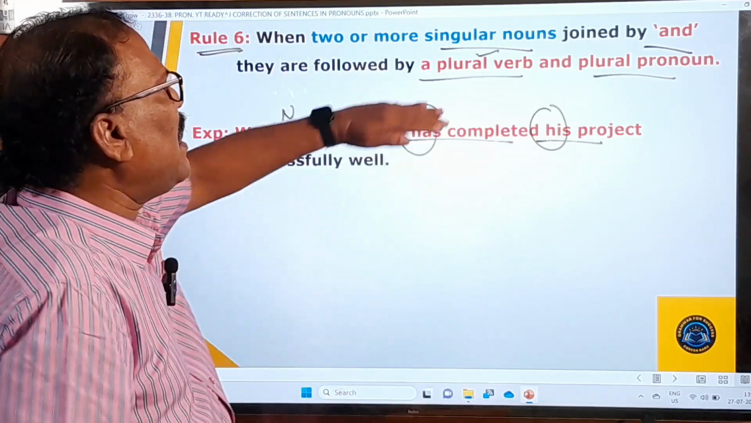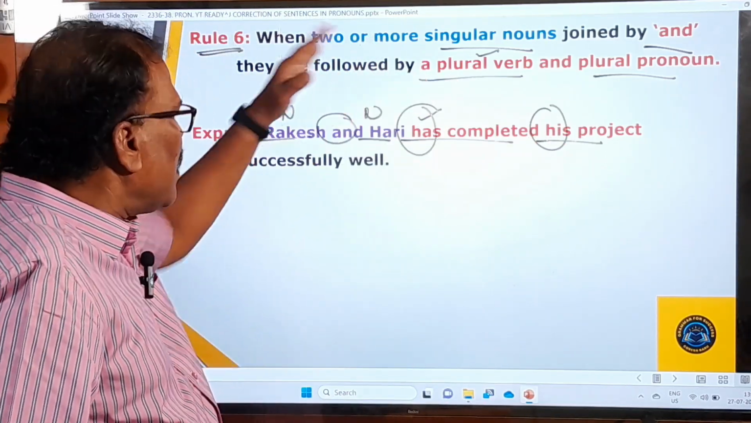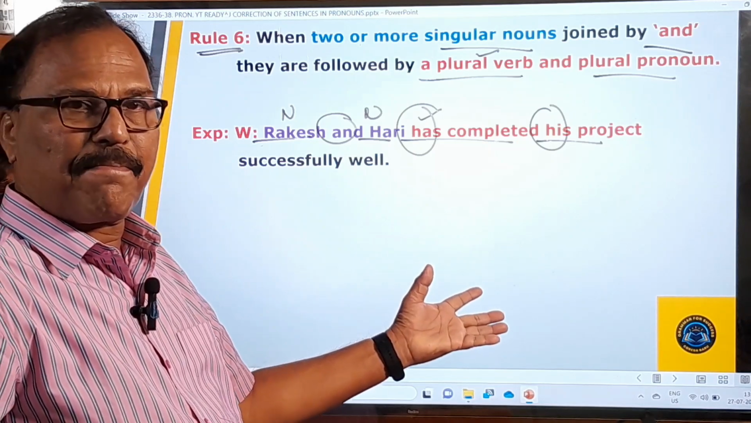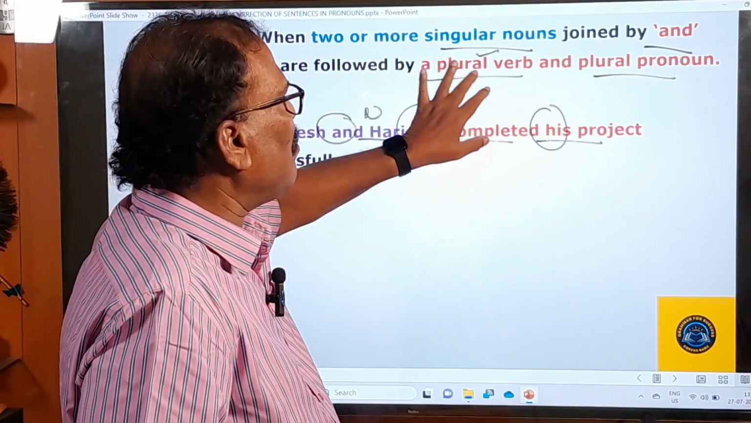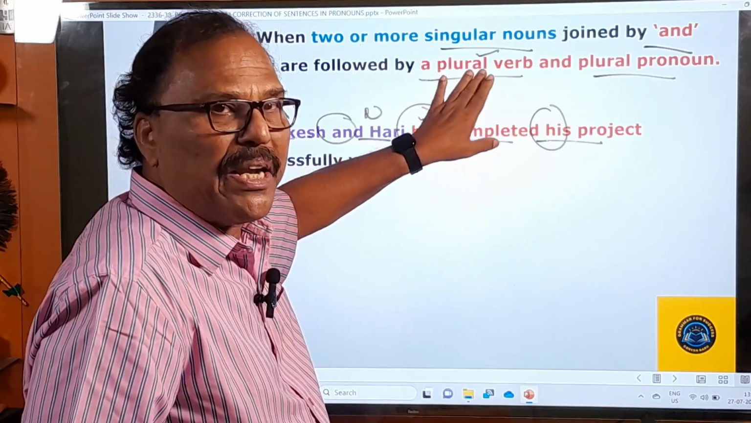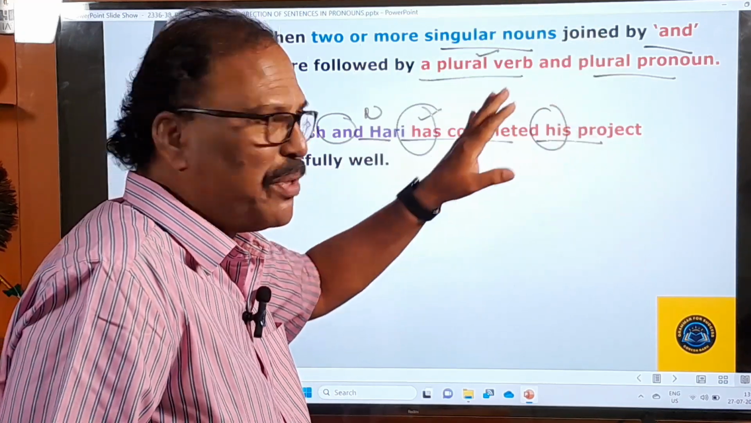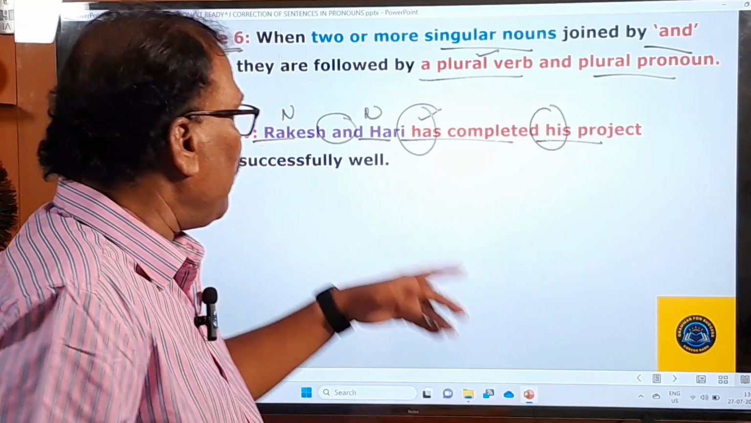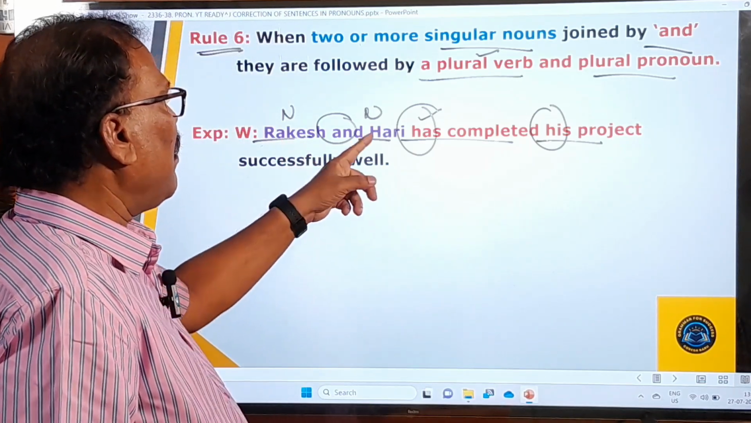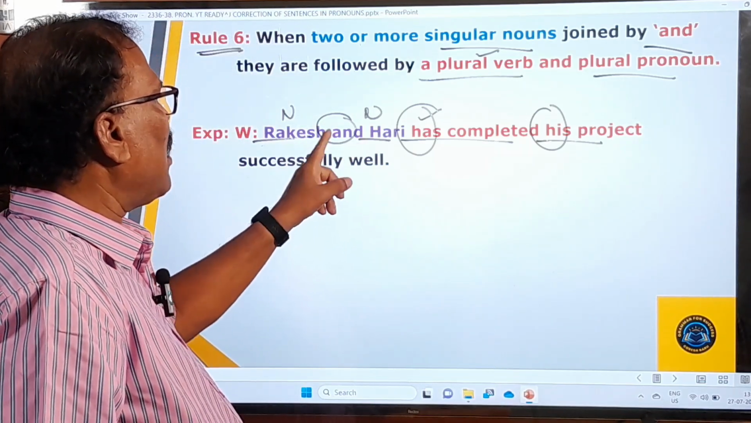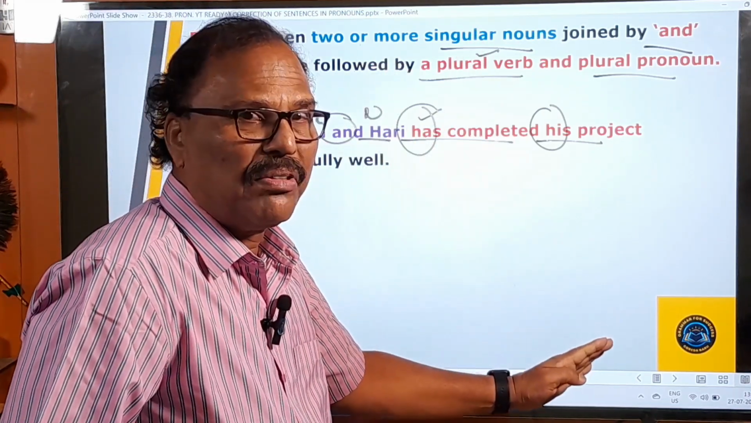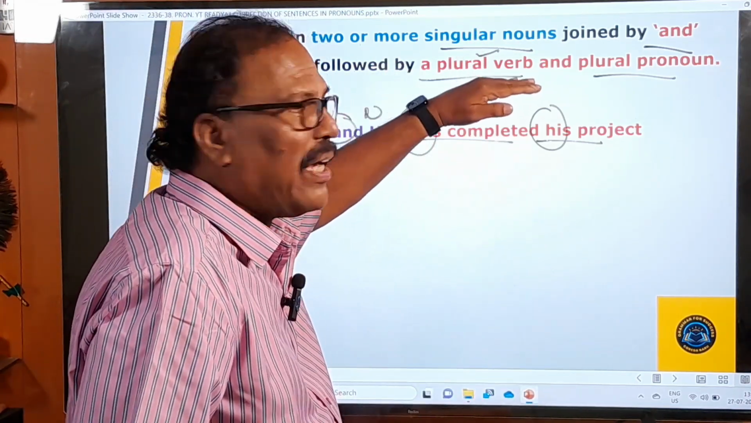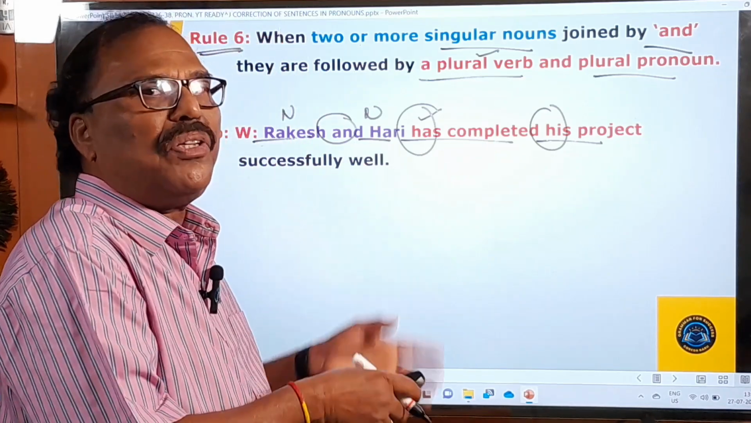So whatever is said in the rule, against that rule, the sentences will be given in the examination. In the exam, the rule says when two or more singular nouns are joined by and, a plural verb and plural pronoun must be used after them. Okay, but in the examination, what happens? When these two nouns are connected by and, they use a singular verb and singular pronoun. So this is against the rule. Okay, but if they give it like that, you can correct it.